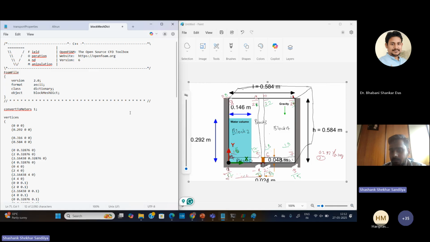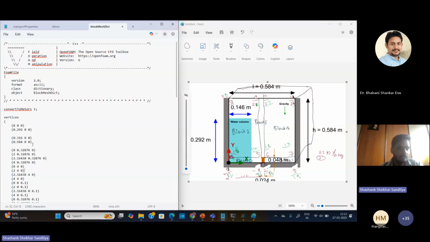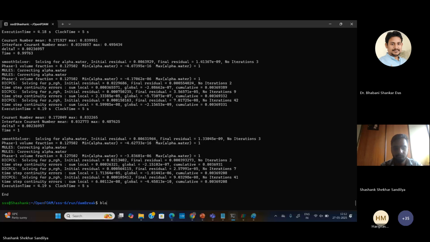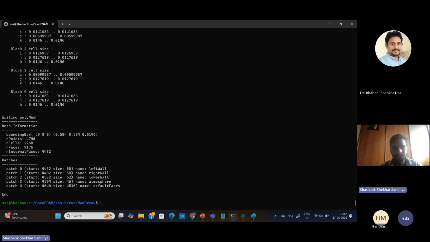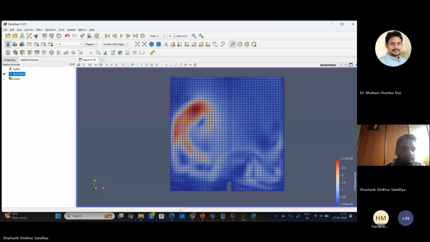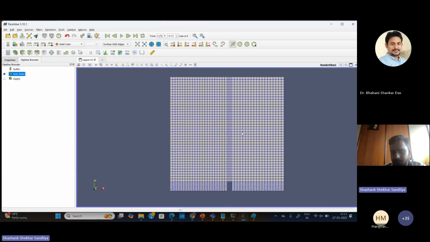So while doing this, we will create this blockMesh file. Again, I'm running it so that I will show the results. So this is how blockMesh works. It may be opened in the same file. I will reload this file. So this is our mesh we have created.